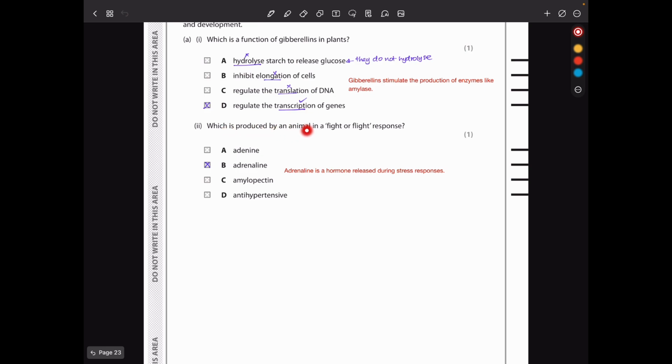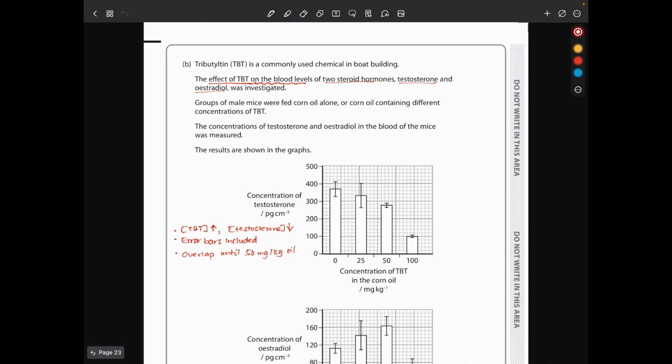Then which is produced by an animal in a fight or flight response? This is adrenaline, and the answer should be B. Then in part B, tributyltin or TBT is a commonly used chemical in bodybuilding. The effect of TBT on the blood levels of two steroid hormones, testosterone and estradiol, was investigated. Groups of male mice were fed corn oil alone or corn oil containing different concentrations of TBT. The concentrations of testosterone and estradiol in the blood of the mice was measured. The results are shown in the graph.